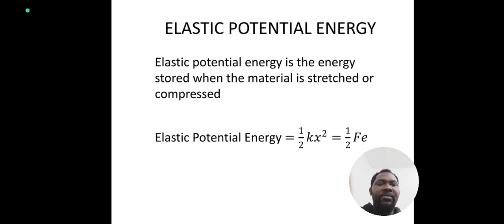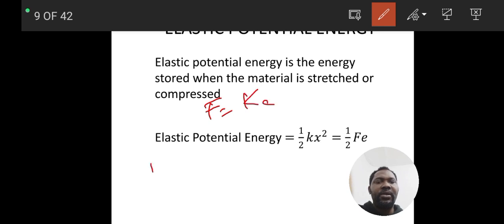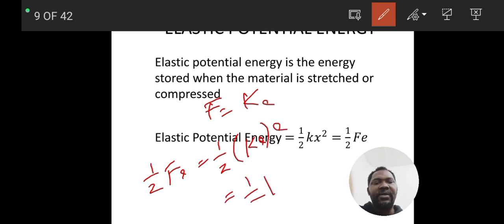Okay, if you remember from Hooke's law, we say that F is equal to Ke. So that means half Fe is the same as half into your F, which is now Ke, then times e. And that would give us half Ke squared. Okay, so that's how we come about that.